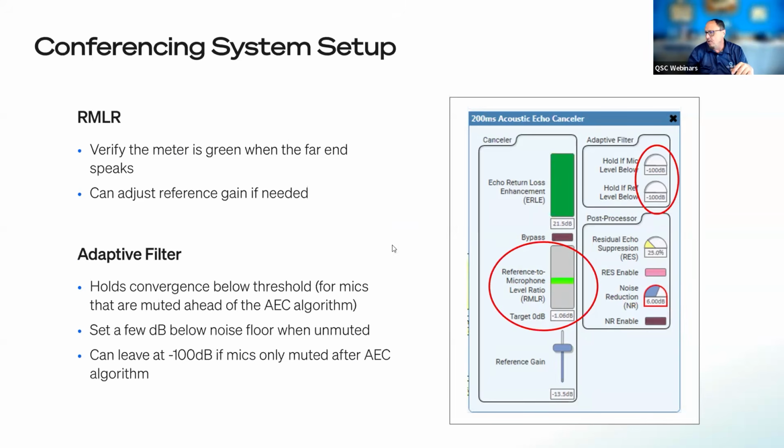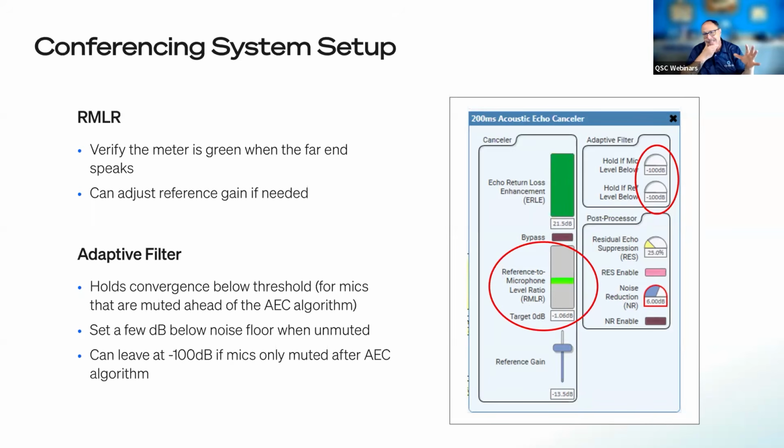And then the next control over here, the reference to microphone level. This is the easiest meter and easiest thing to set up in Q-SYS, right? I think when it's green, the gain is proper. The level of reference that you're applying to the algorithm is proper. If it goes above that, it'll go yellow and then red, and below it, it goes yellow and red. So if it's too high, you use the reference gain here to bring that down a little bit. If it's too low, you use that reference gain to bring it back up.